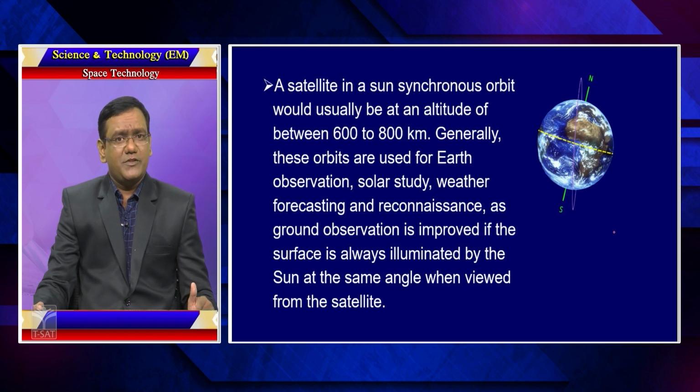It is not only observation of the Earth, but also forecasting the weather and reconnaissance. Reconnaissance means, for example, if we want to observe terrorist activities on the border of India-Pakistan, we will be using these polar satellites or sun synchronous satellites, because we want to observe a particular place at a particular time every day. That is the reason why we use these polar satellites for reconnaissance.